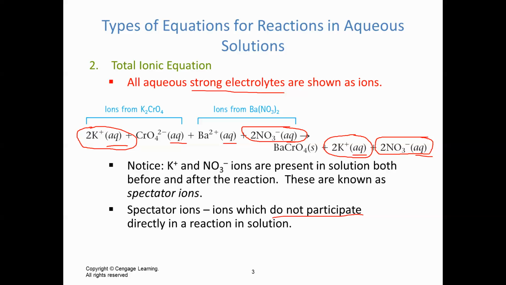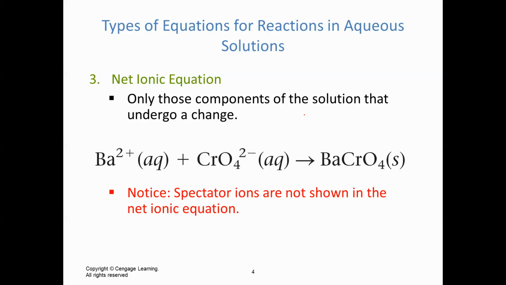These spectator ions are going to be important in the next type of equation, and that is the net ionic equation. The net ionic equation is similar to the total ionic equation, except we're only going to show those ions that actually undergo a change.